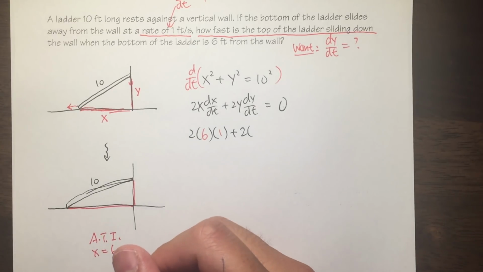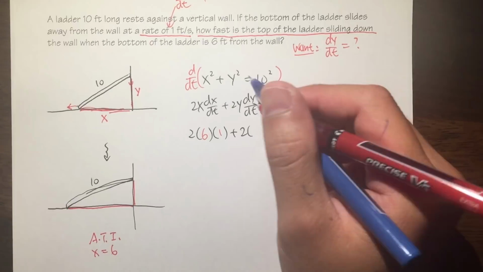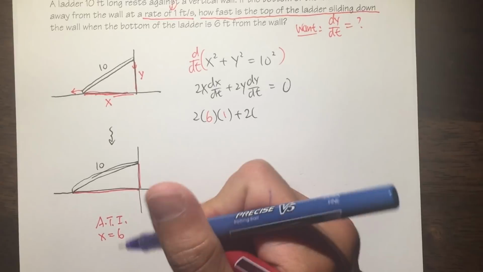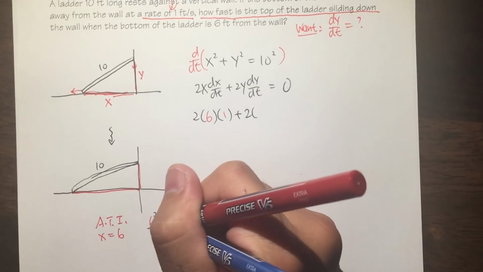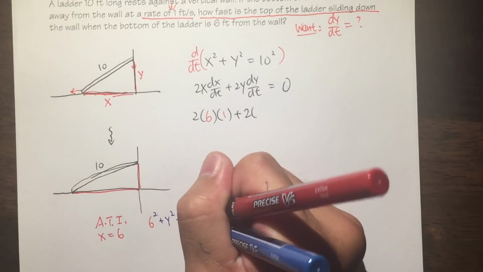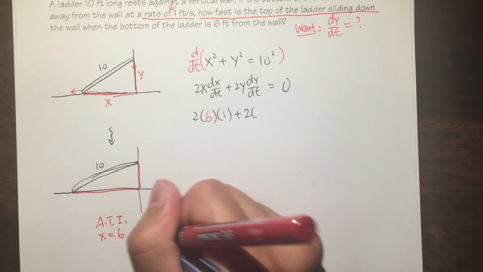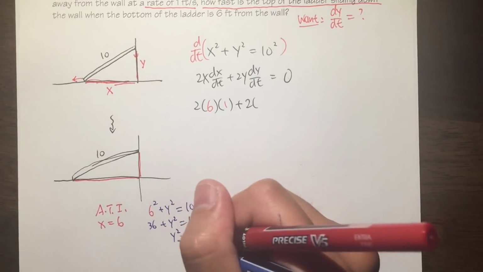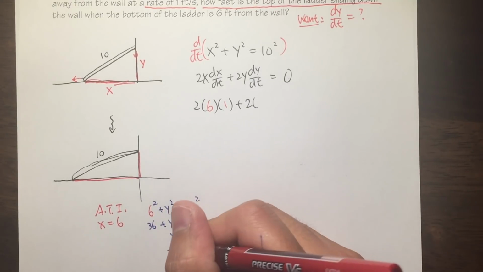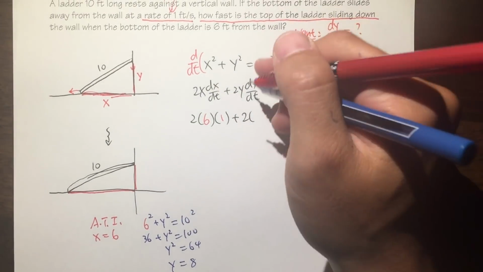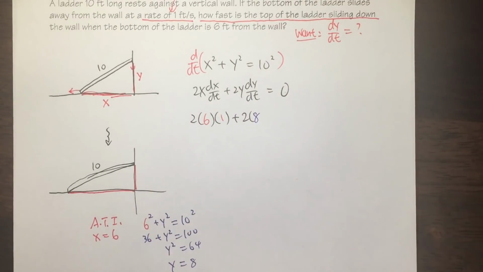To do so, I have to rely on the equation for the quantity. When x is 6, I plug into here. We have 6 squared plus y squared equals 10 squared. So 36 plus y squared is equal to 100. Minus 36 on both sides, y squared is equal to 64. Take the positive square root, and you get y equals 8. So y is equal to 8 at the moment that x equals 6.